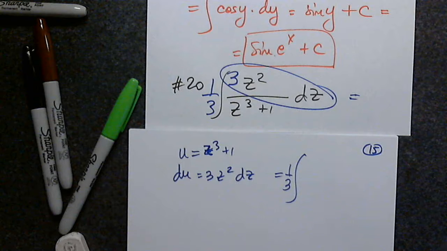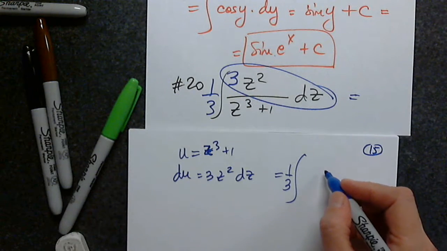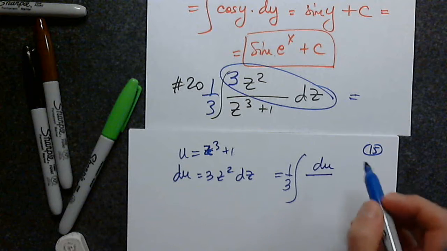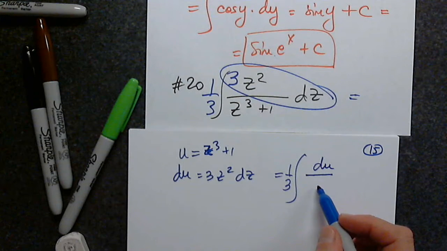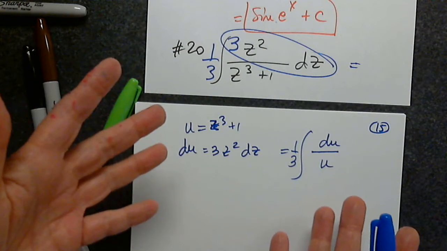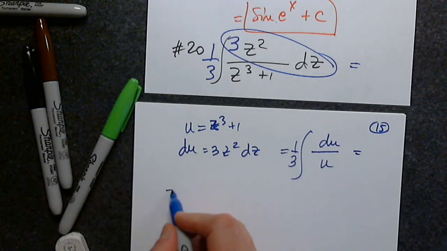Z squared over... There is no more z. We're done with z. du over u. Exactly. So remember, when you change from z to u, there is no more z. You have to carefully replace each and every piece in terms of u. Perfect. And this I know. We just discussed it a few minutes ago.